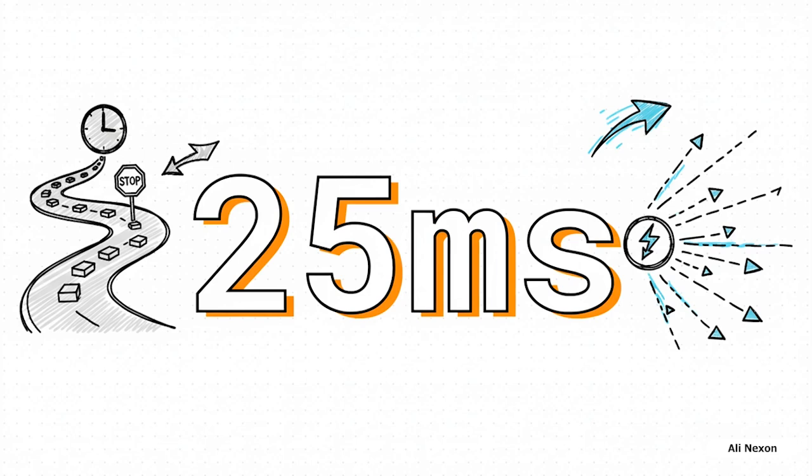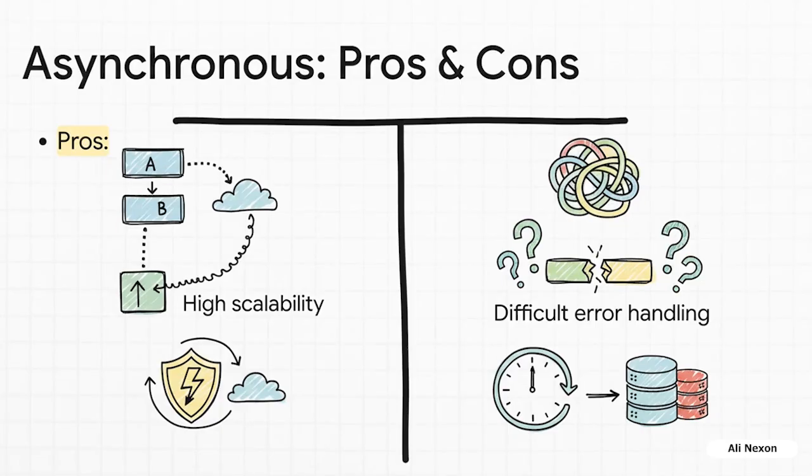In one of the examples we looked at, a task that took over 3 full seconds with a direct synchronous call felt like it only took 25 milliseconds to the user when they switched to an asynchronous pattern. That's not just a little better, it's over 100 times better. That is a game changer. But of course, with great power comes great trade-offs.